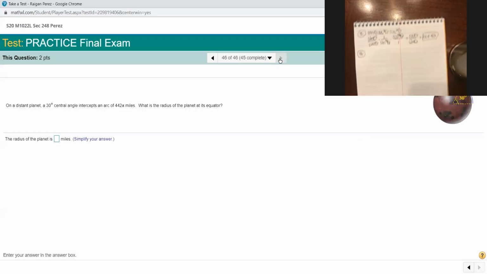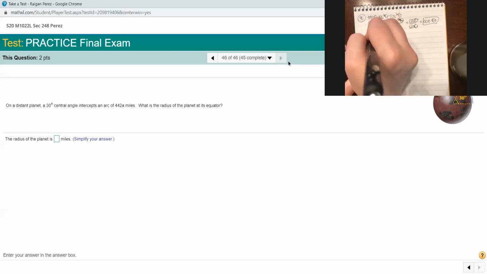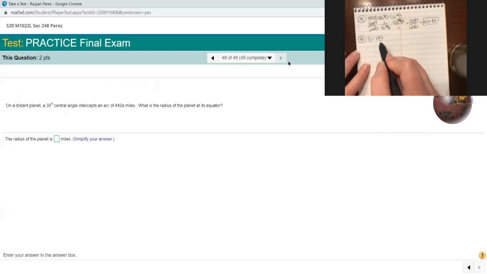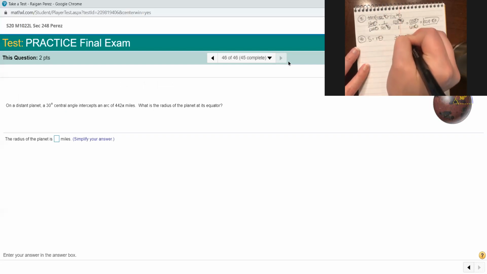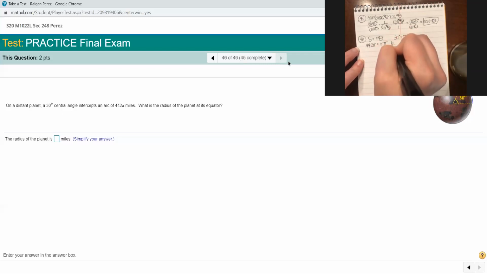And the last one, what is the radius? So it gives us the arc length. Remember, I wrote that a second ago. S is equal to R times theta, where theta is in radians. So 30 degrees is the same thing as pi over 6. Okay, so we don't know R, but I know that the arc length 442 pi is equal to R times pi over 6. So if I'm trying to solve for R, I'm going to multiply by 6 over pi.